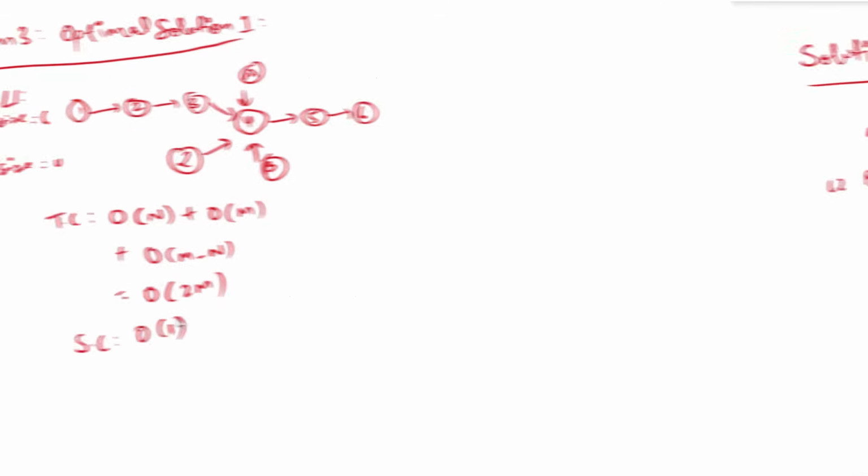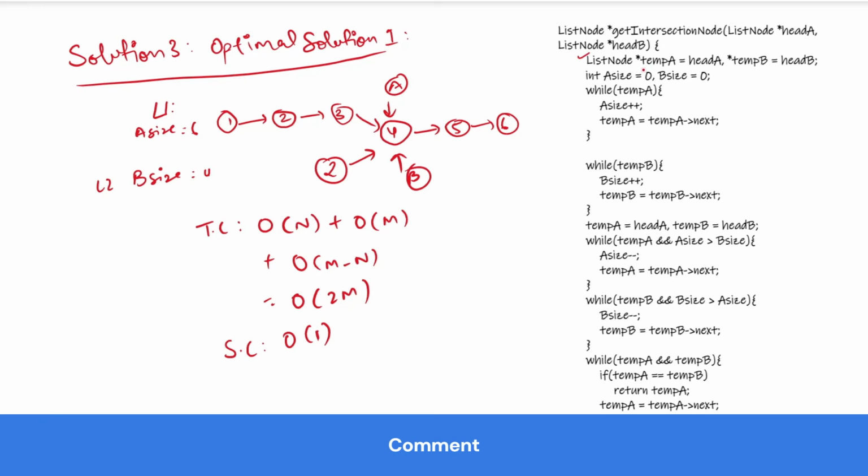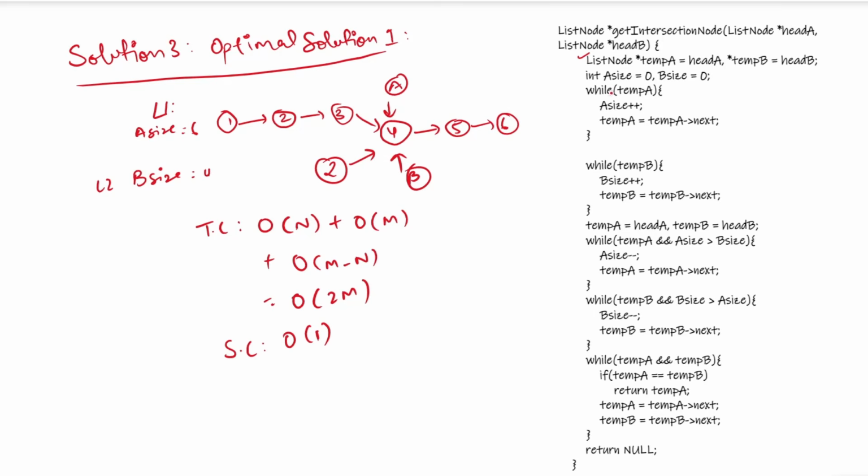So now let's see the code. First of all, we are using temp A and temp B, which are the start points of our lists. Then we are using two variables, A size and B size. First we will calculate the size of the first list, and then we will calculate the size of the second list. After that, we will move our pointer until A size equals B size. If temp A is bigger, then we will run this loop; if temp B is bigger, then we will run this loop.